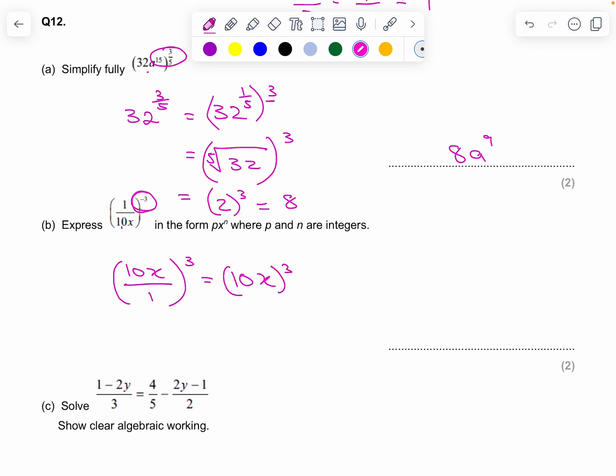Now remember, in reality, 10x over 1 is just 10x to the power of 3. And 10x to the power of 3 is 10x times 10x times 10x, which is 1000x cubed. And that's it. And we've now written it in this form, okay, where we've got a number times x to the power of another number, so 1000x cubed.